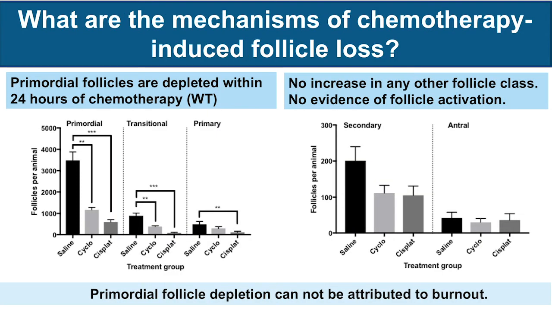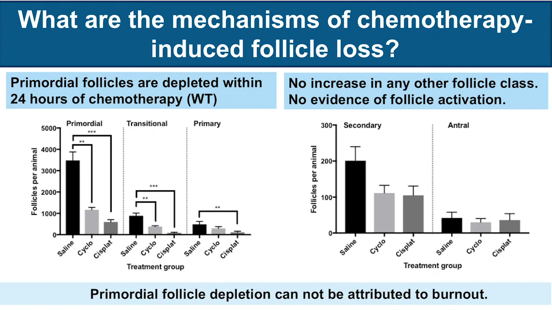But we really wanted to investigate further the mechanisms of chemotherapy-induced follicle loss. And so the data that I'm showing you here is follicle counts at 24 hours post-chemotherapy. The previous data was for 5 days, and this is for 24 hours after. And what we found was that these primordial follicles are actually depleted really quickly. They're depleted within 24 hours.